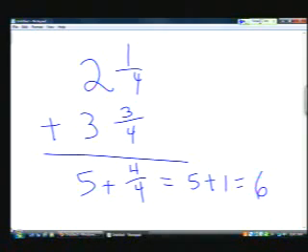All right? So if you're doing this, you got to get common denominator, and you may end up with an improper fraction like I did right there, 4 over 4. So then you got to go ahead and convert that. Now, let's do some subtraction here.